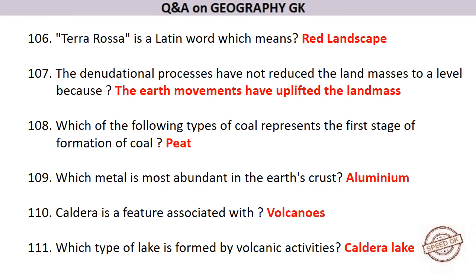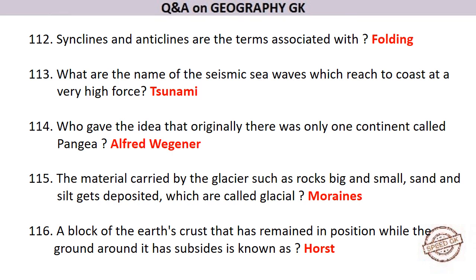Which type of lake is formed by volcanic activities? Caldera lake. Synclines and anticlines are the terms associated with folding. What are the name of the seismic sea waves which reach to coast at a very high force? Tsunami. Who gave the idea that originally there was only one continent called Pangaea? Alfred Wegener. The material carried by the glaciers such as rocks big and small, sand and silt gets deposited, which are called glacial moraines. A block of the Earth's crust that has remained in position while the ground around it has subsided is known as horst.